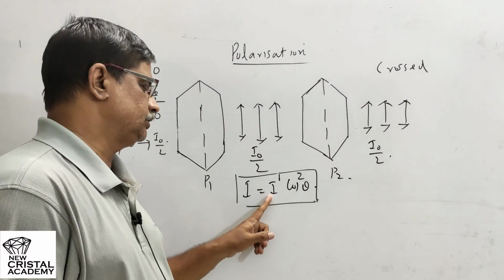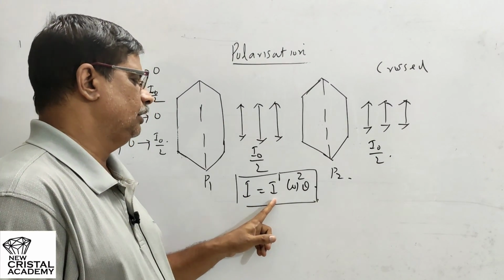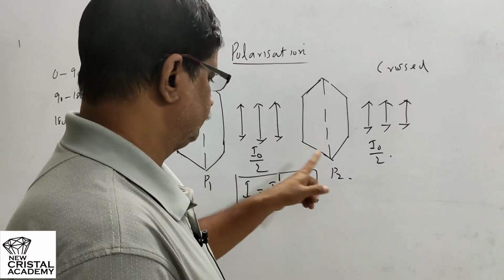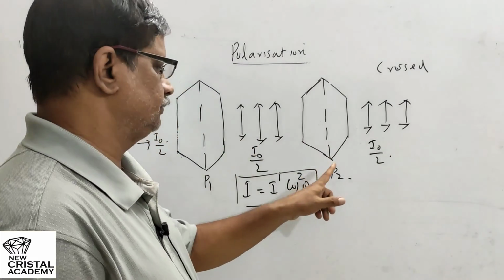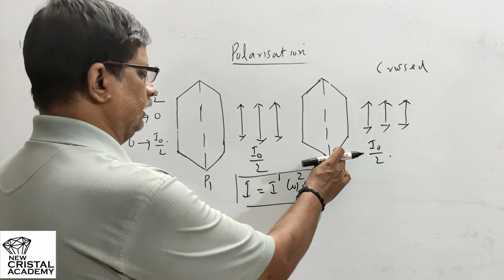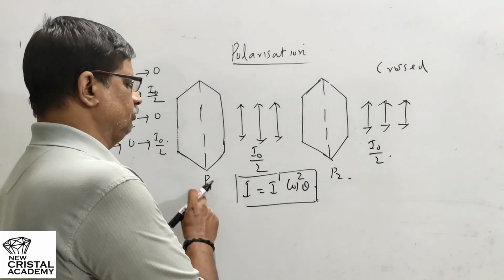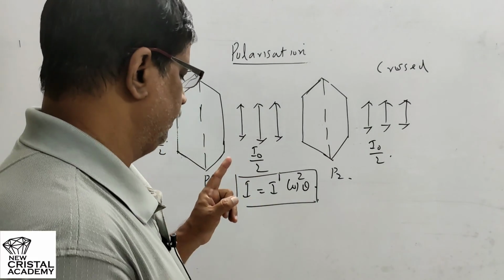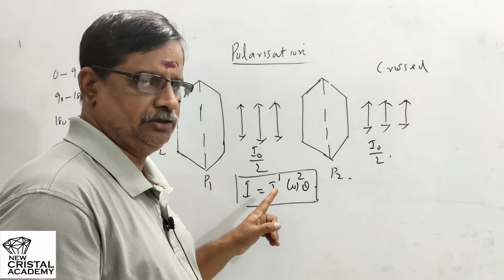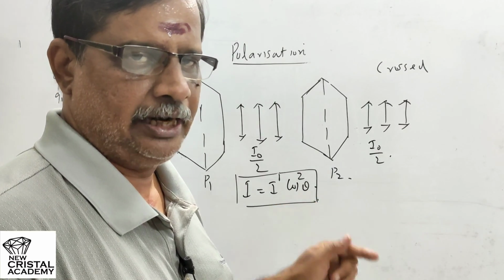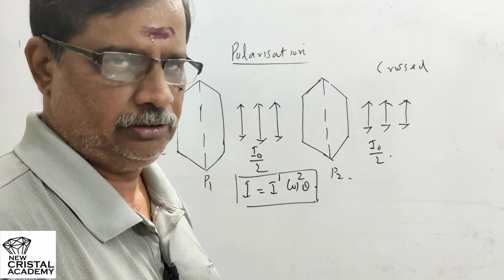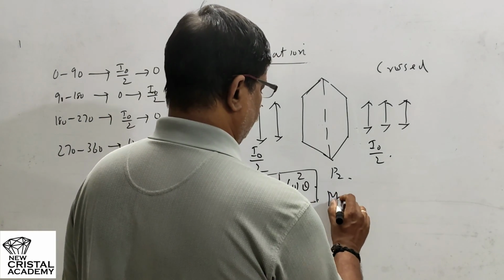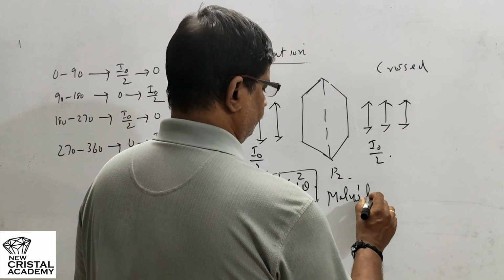Remember, here I dash is the intensity of the polarized light that is falling on the crystal, or here you have two crystals, so I dash is actually the intensity of the light that is falling on the second crystal, and in our arrangement it is I0 by 2, not I0. So this should be remembered very carefully. I dash is the intensity of the polarized light that is falling on the tourmaline crystal. Clear? This is called the Malus law.